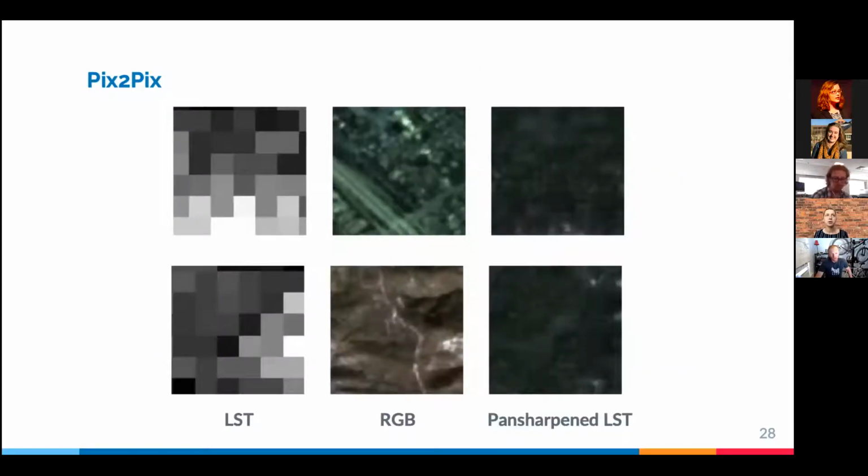So here are the results of the Pix2Pix network, which was trained only using the thermal optical patch pairs. The pan-sharpened thermal images that were synthesized from the Pix2Pix network did not adequately maintain the high-resolution spatial features from the RGB image or the spectral features from the corresponding LST image. You can see that it produced something that looks a little bit like RGB colorization, even though it should be an LST image.